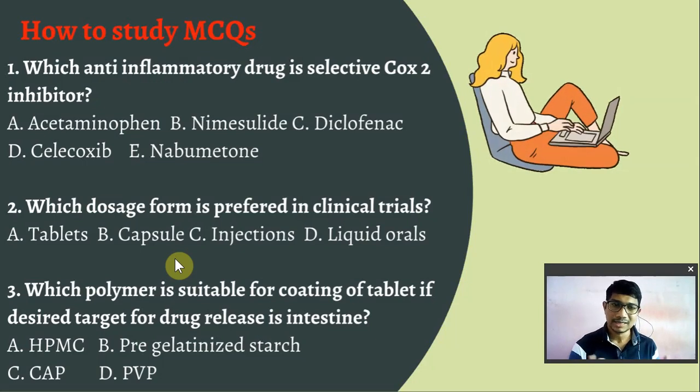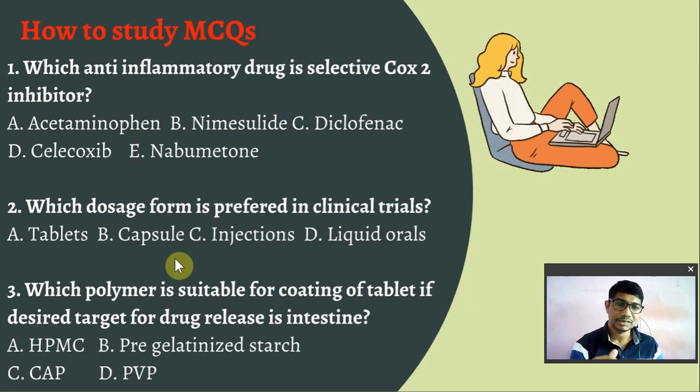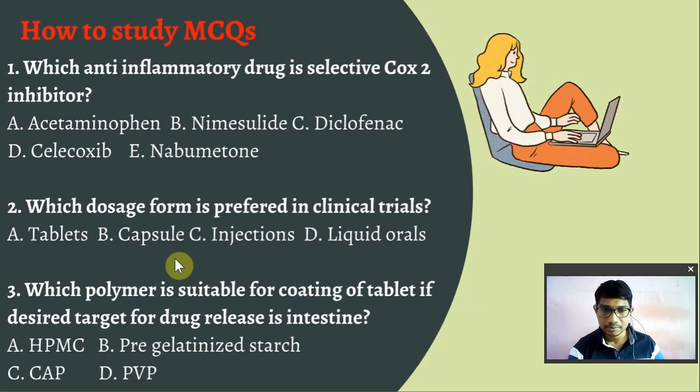So in the acidic pH, the coating or the film formed by cellulose acetate phthalate will not break down, will not dissolve, and when it goes to the intestine at the basic pH, the film formed by CAP will get dissolved and there will be a release of drug. That's why cellulose acetate phthalate is a pH dependent polymer. It is used as a film former in enteric coating tablets when the desired release of drug is in the intestine, so it will bypass the stomach. That's why the answer is option C.